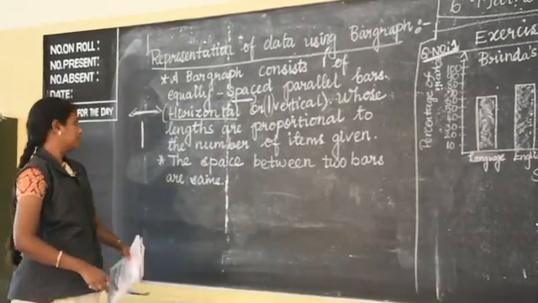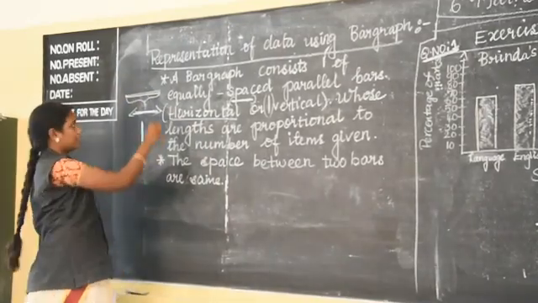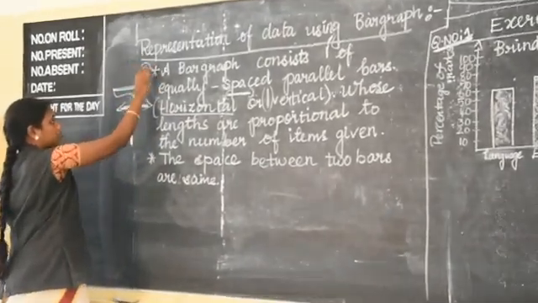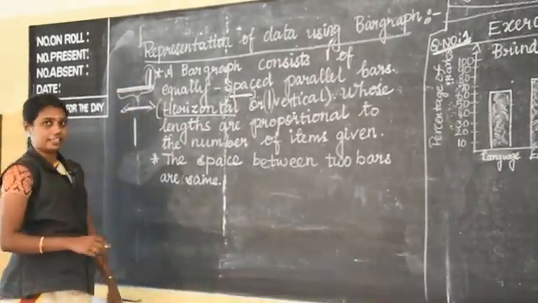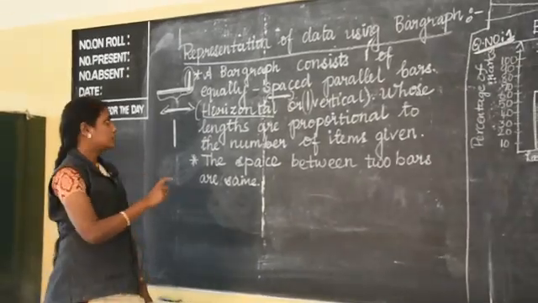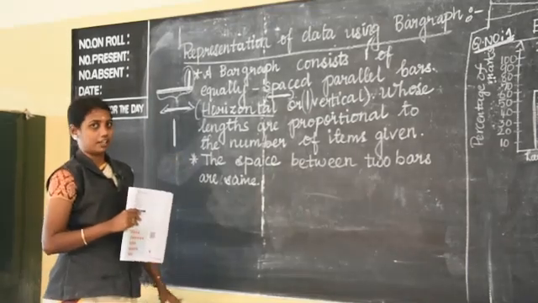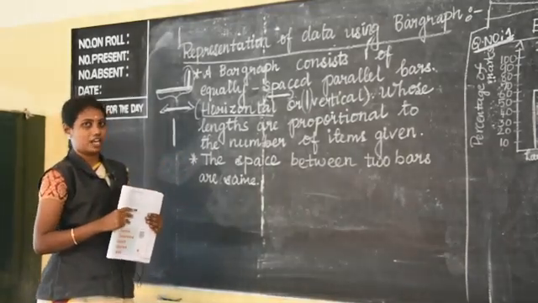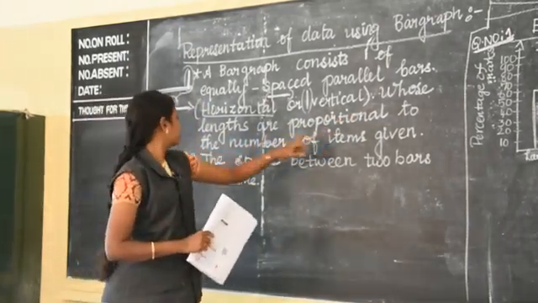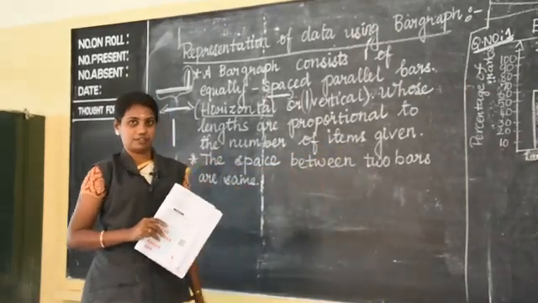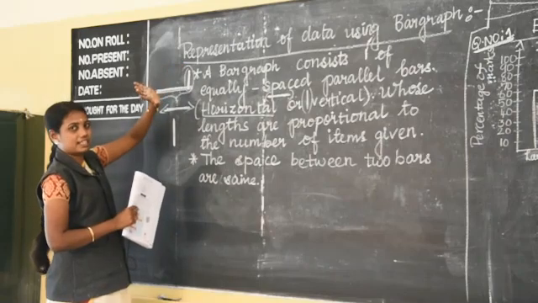What is meant by length? We know length means the bigger one. This is length and this is breadth, because this is the smaller one and this is the longest one. The longest side is called length. The shortest side is called breadth. We have the longest side in the bar graph, and the longest side is important. That's why it's given as whose lengths are proportional to the number of items given. Length is very important. The width means breadth, and breadth doesn't matter.